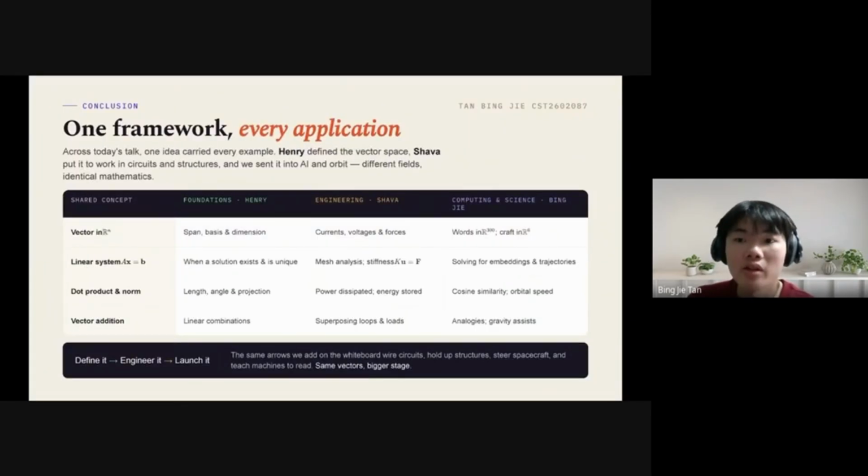So, let's tie it all together. One idea carries every example today. Henry defined the vector space, span, basis, and dimension. Sava put it together in circuits and structures: currents, voltages, and forces. And I sent it into AI and orbit. Different fields, the same arrow we draw on the whiteboard: wire up circuits, hold up buildings, steer spacecraft, and teach machines to read.